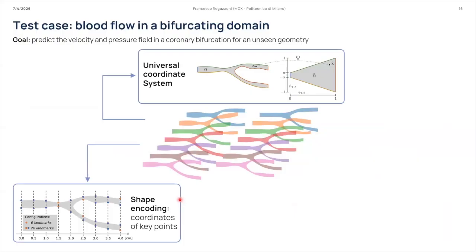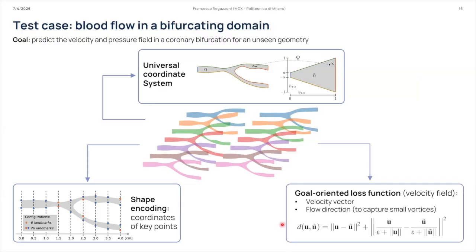Then to encode the shape, first of all, we consider landmarks, that is the coordinates of these points, and we consider two situations, one with 26 landmarks, so a quite accurate description of the geometry, and the second with only the 6 orange points, because we would like to stress test our method and to see how it performs with a poor representation of the geometry. And finally, we consider a goal-oriented loss function where we fit both the velocity vector and also a smoothed version of the direction, because we would like also to fit what happens when the velocity magnitude is small.